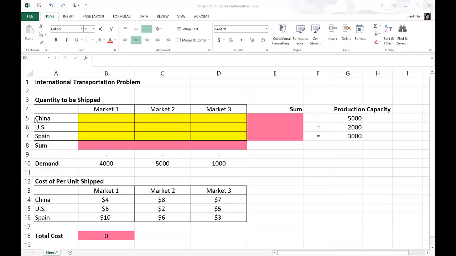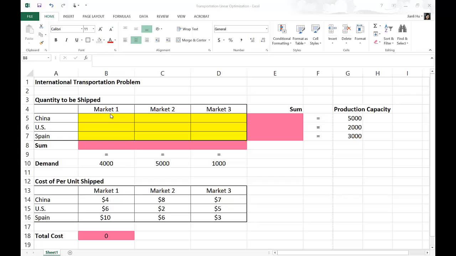So we produce in China. We're going to produce in China 5,000 units. We also produce in US, and we plan to produce 2,000 units here. And we will also produce 3,000 units in Spain. So that's the production capacity here on the Excel spreadsheet.